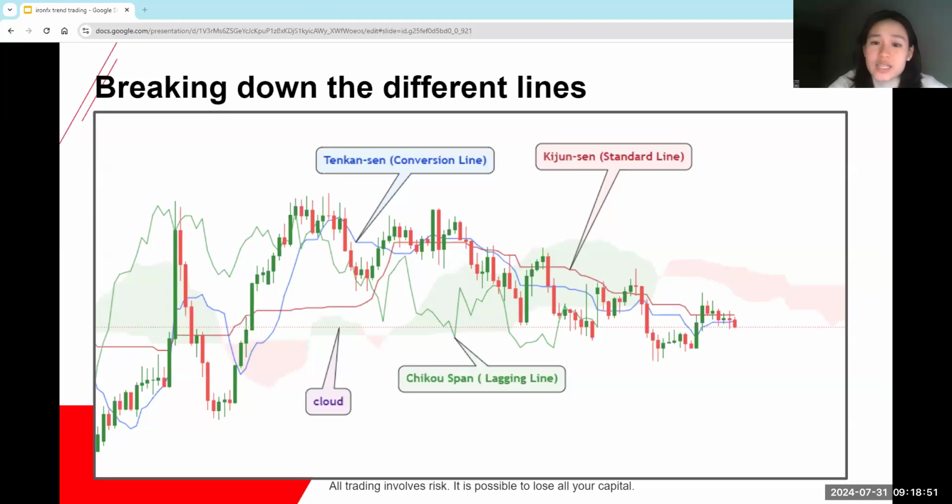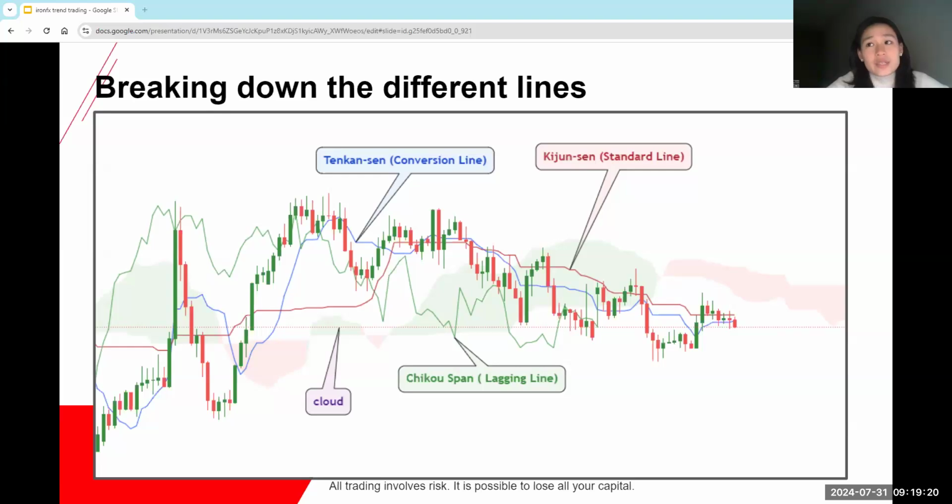We have the Tenkan-sen, which is the blue line. This is the average of the highest high and the lowest low over the past 9 periods. Next is the Kijun-sen, the red line here, the average of the highest high and lowest low over the past 26 periods. Chikou span is a lagging indicator, the current closing price plotted 26 periods behind the current time.